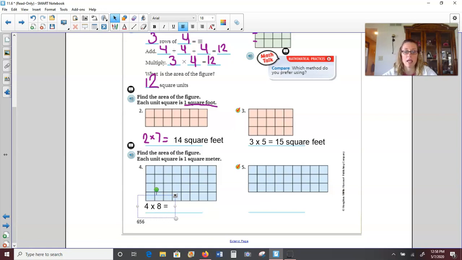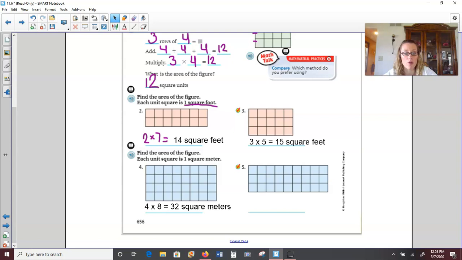4 times 8. Now, if you're not very strong with your multiplication skills, you may want to use repeated addition. You could always just count up all those squares, but it's going to take a little bit more time. So make sure you are still practicing your quick math facts. 4 times 8, we should have a good answer for that one. 32. And what's our label? 32 square meters.